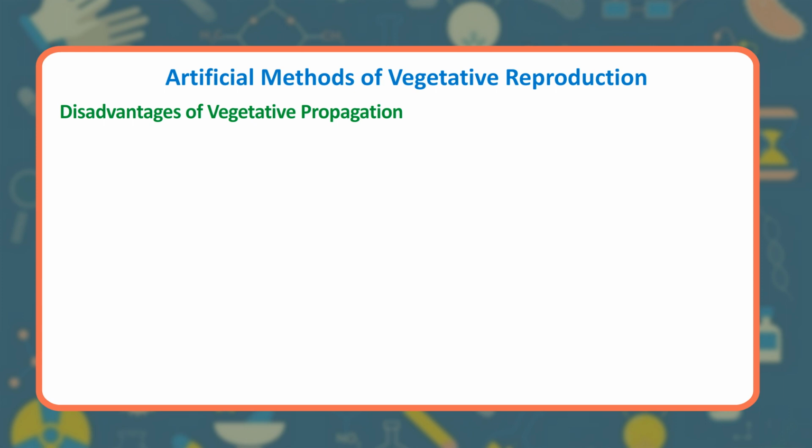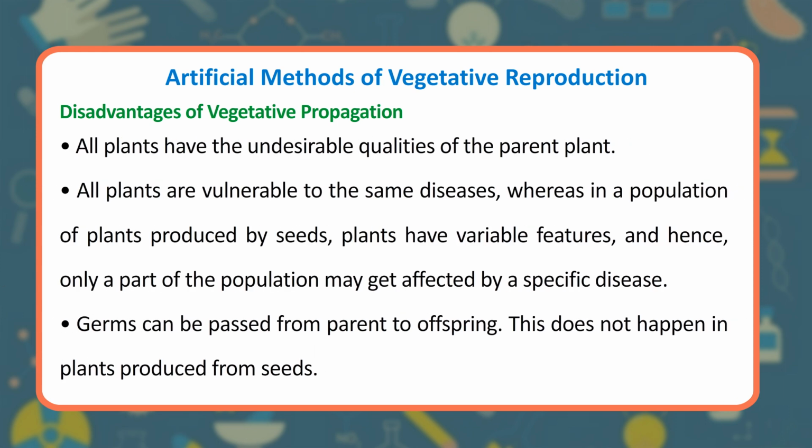Disadvantages of vegetative propagation. All plants have the undesirable qualities of the parent plant. All plants are vulnerable to the same diseases, whereas in a population of plants produced by seeds, plants have variable features, and hence only a part of the population may get affected by a specific disease. Germs can be passed from parent to offspring. This does not happen in plants produced from seeds.